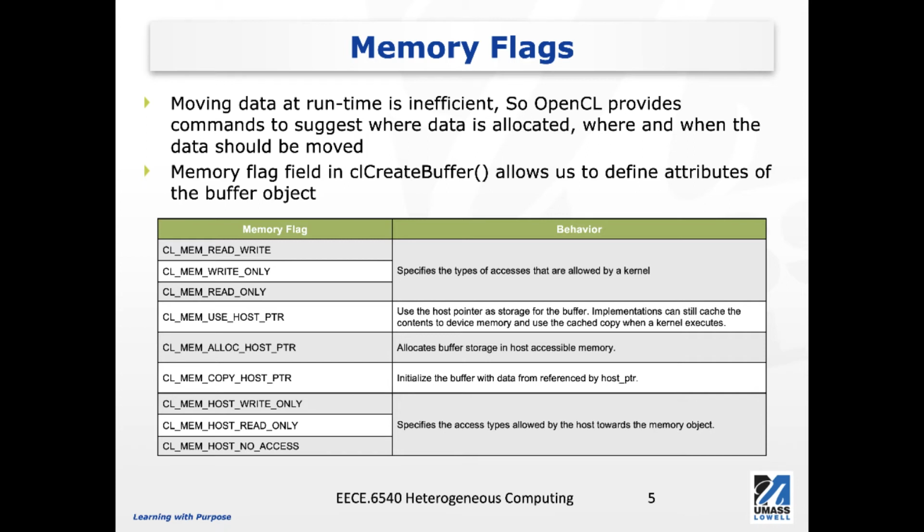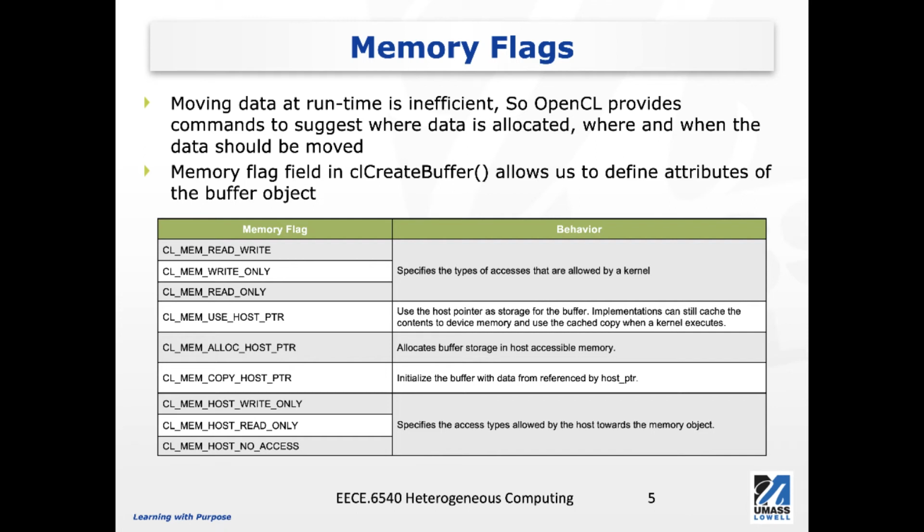We can see this table has memory flags, and the first three memory flags are somewhat familiar to us: read-write, write only, and read only. These three memory flags are used to specify the types of access that are allowed by a kernel. And note that the memory object is used primarily by the kernel.